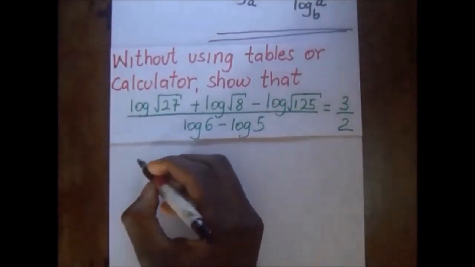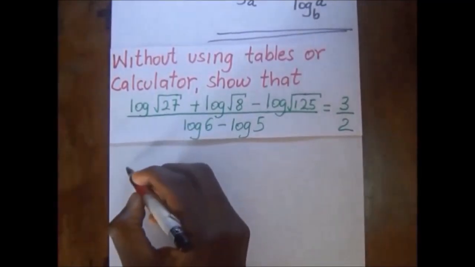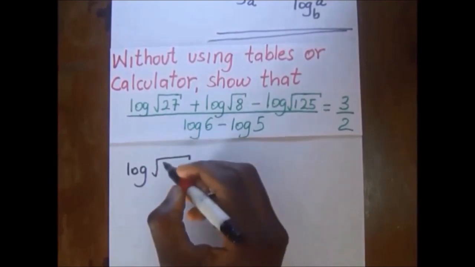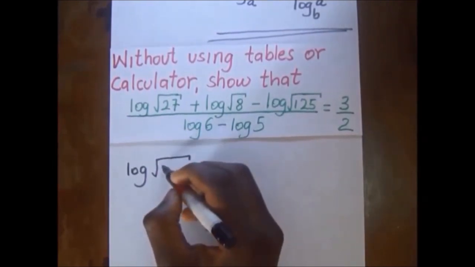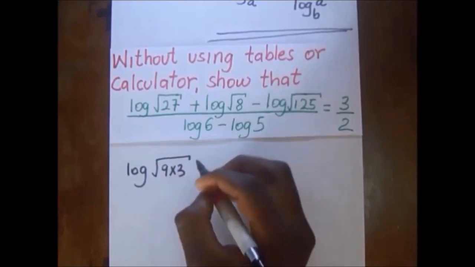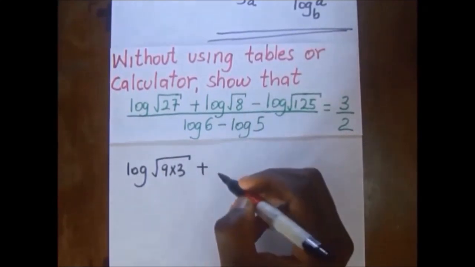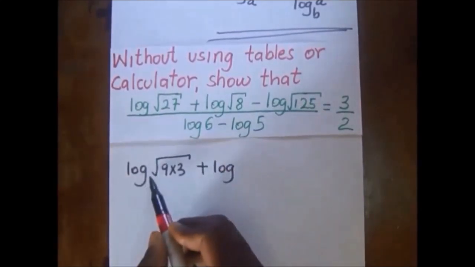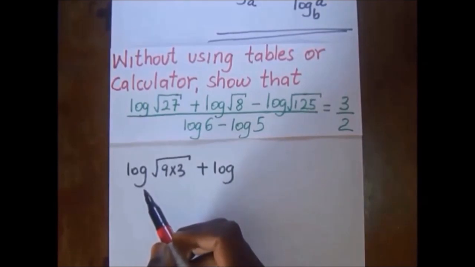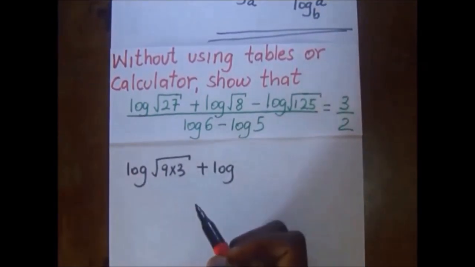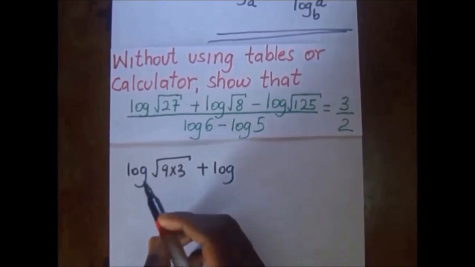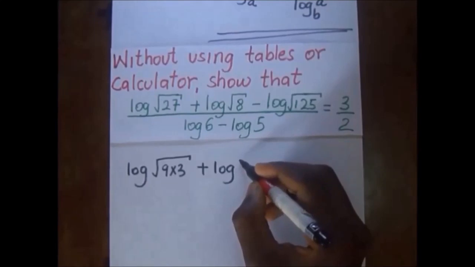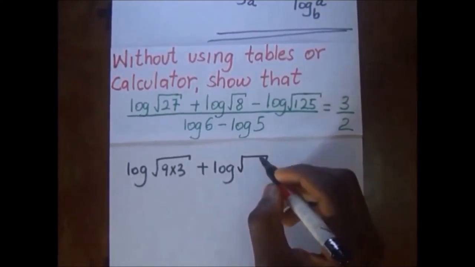So we begin. Log of root 27 is the same as the logarithm of root of, now 27 is the same as 9 times 3, plus log root of 8. Remember, when it is just log and they do not show the base, that means it is log base 10. So this is log base 10 of the root of 9 times 3, plus log base 10 of, now what is 8? 8 is the same as 2 times 4.